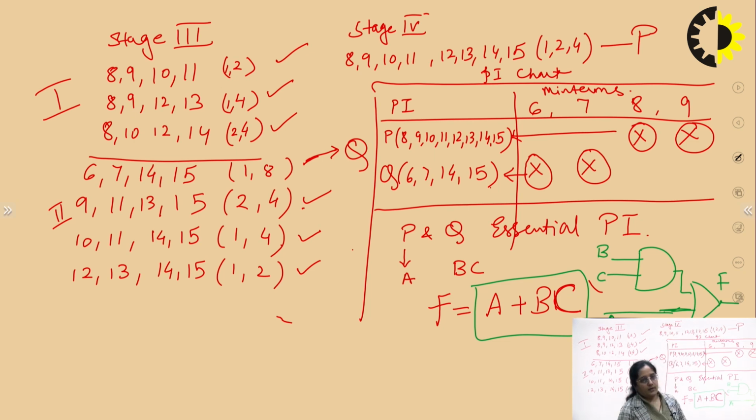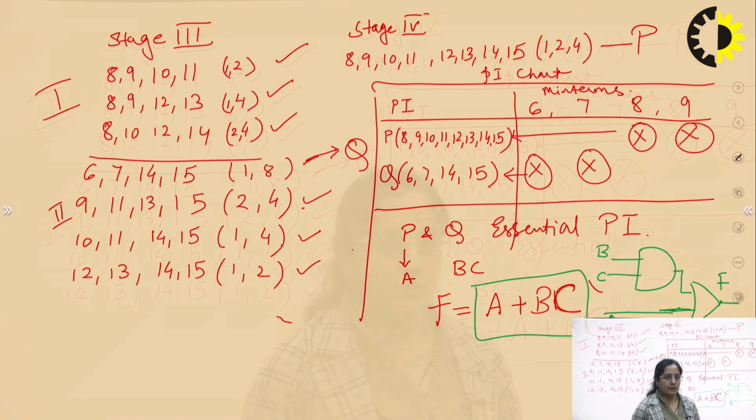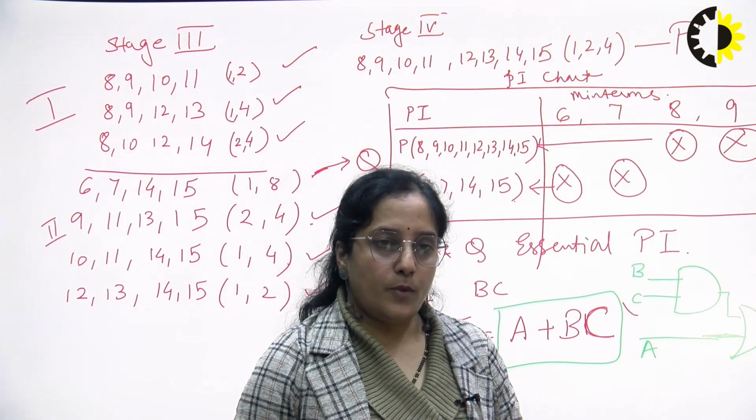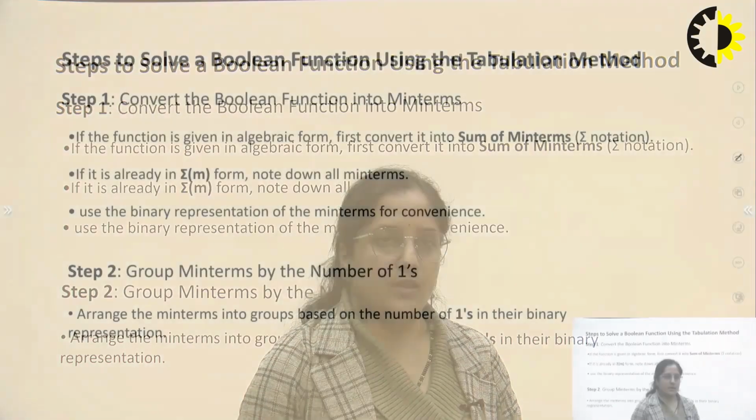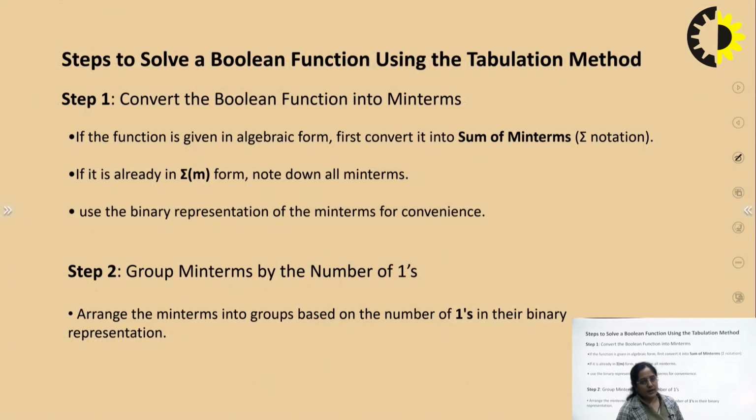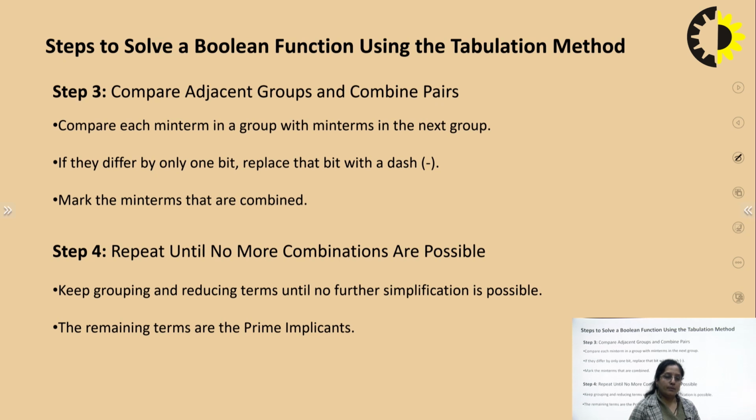Okay. So recalling the steps, first we have to write the minterms in ascending order. We have to make groups of minterms by number of ones. Then we have to make a comparison between groups, and keep in mind that the comparison must be with the adjacent group only. It's not like we shift from first to third. We have to make comparison between first and second, second and third, third and fourth.